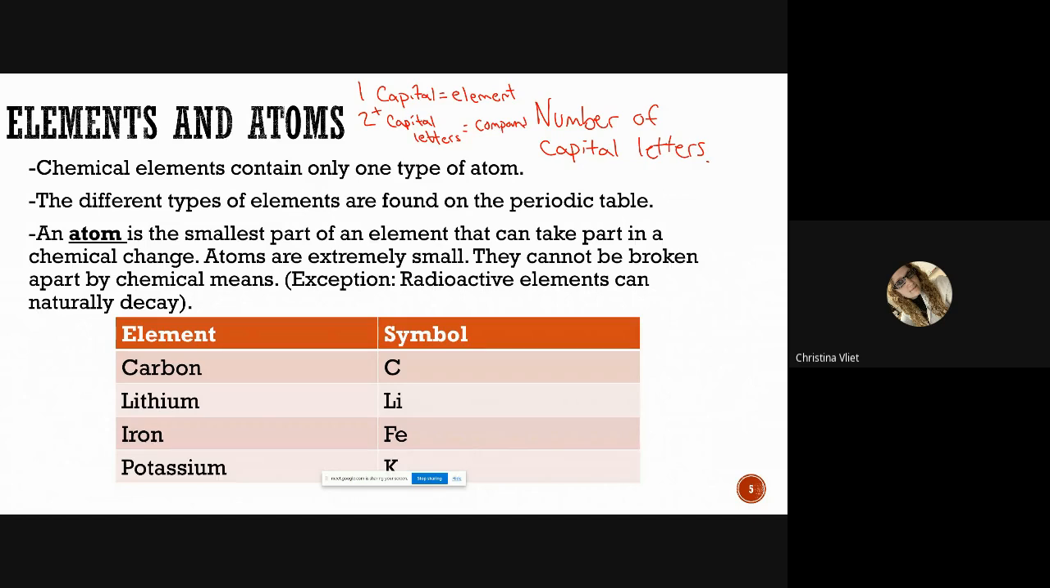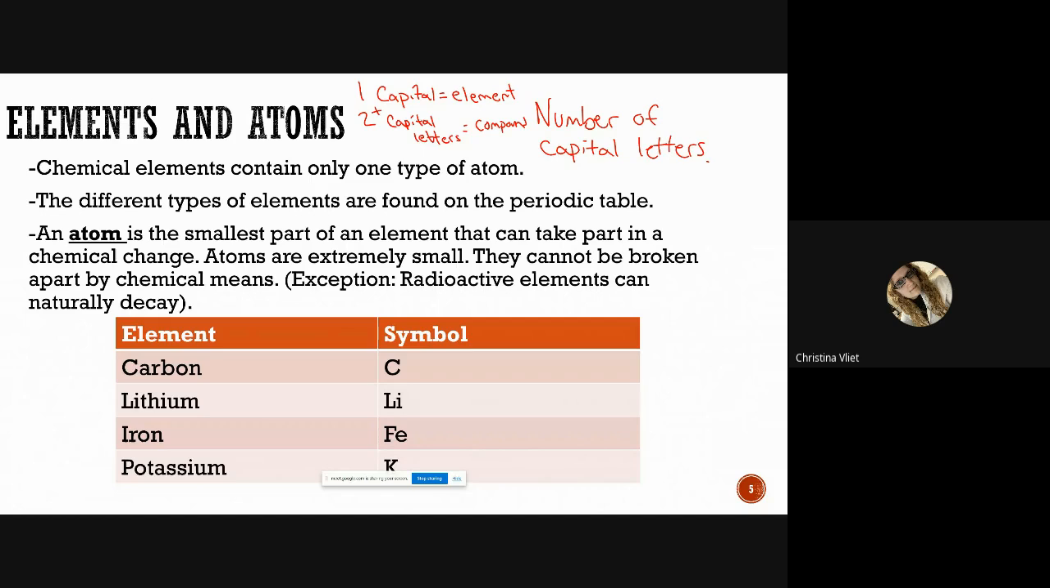Capital C, carbon, capital I, capital L, lowercase I. You know you're looking for one element on the periodic table: lithium, capital F, lowercase e, iron, capital K, potassium. One capital, one element to look for. Multiple capital letters, you're looking for a compound.